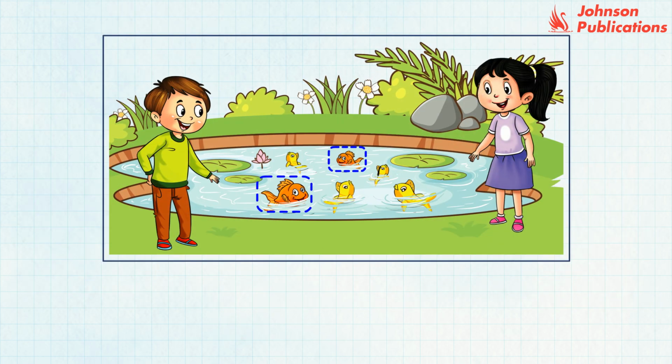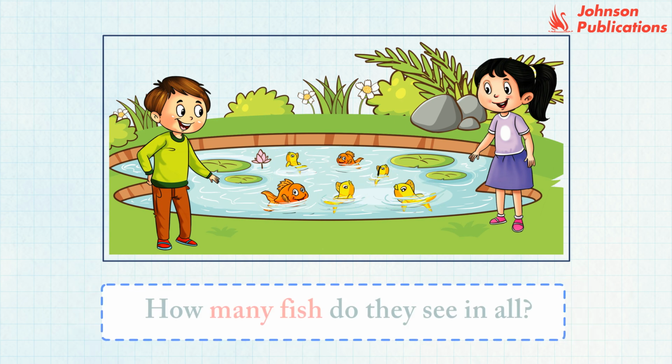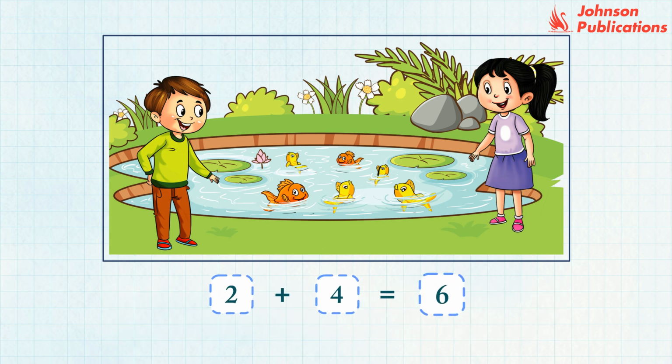Rio and Jia see 2 orange fish and 4 yellow fish in a pond. How many fish do they see in all? 2 and 4 fish add up to 6 fish. We use the plus symbol to represent addition. This is read as 2 plus 4 is equal to 6, so they see 6 fish in all.